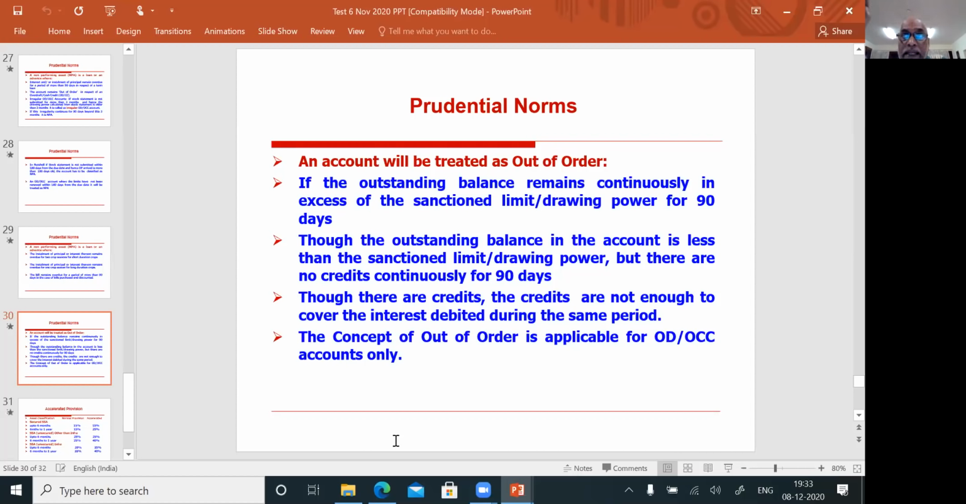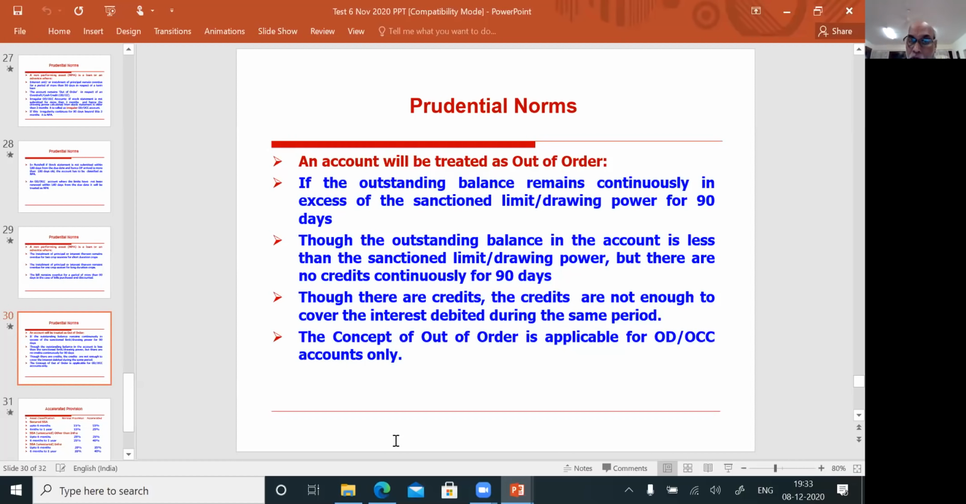So what is the second point? Even though the liability is less than the limit or drawing power, if there is not even a single rupee credit in the account continuously for 90 days, it is an out of order account. A, B, both A and B, anything. Okay, all out of order advances are NPA as per the prudential norm classification.